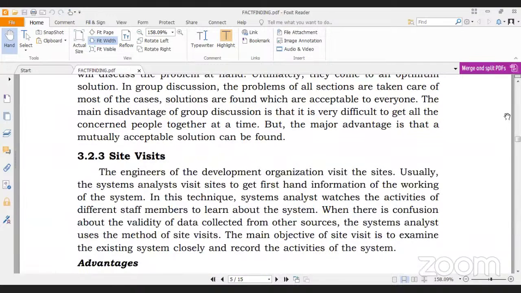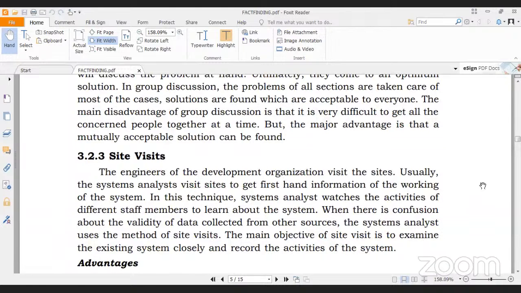Next, the third type of fact-finding technique is the site visit. It's normally happening. I think you have seen in the news, whenever any unwanted event or situation happens, the political parties send their 3 to 4 members to the site, to the place where the incident happened. So site visit is actually the interactive mode of fact-finding technique. Here, the engineers of the development organization visit the site. So they will have practical knowledge, real knowledge.